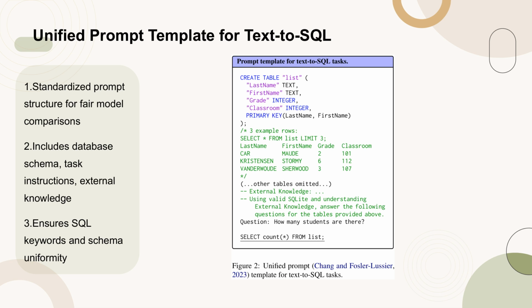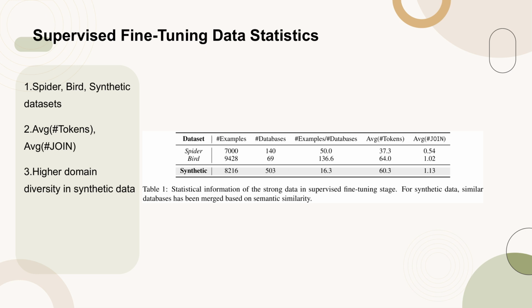This structure ensures that SQL keywords and schema details are presented uniformly, facilitating consistent results across different models. The inclusion of external knowledge, when necessary, helps in addressing complex queries that require additional context. This standardized prompt, denoted as X, serves as the input to the LLM, aiming to enhance the accuracy and reliability of text-to-SQL conversions. Table 1 provides statistical information about the strong data used in the supervised fine-tuning stage.